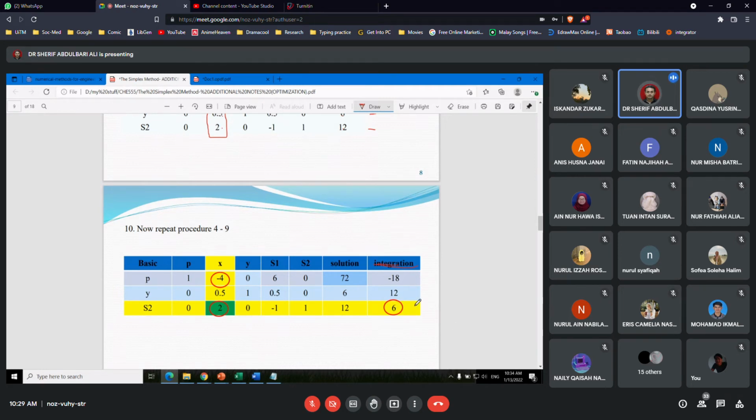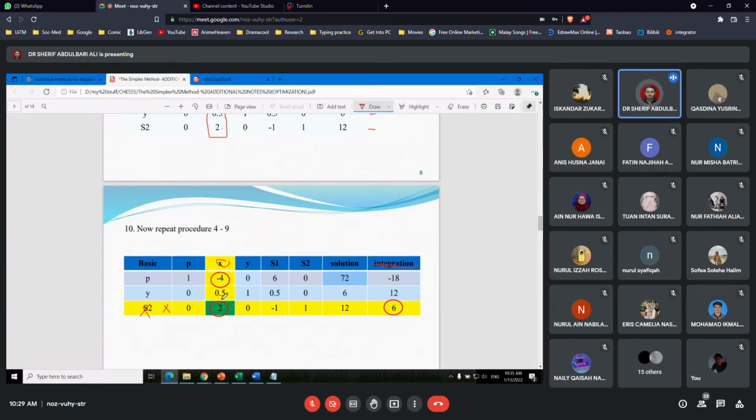So I now want to choose my pivot row. My pivot row will be equal to S2 because this is the smallest positive number. So don't forget, S2 will be gone and will be replaced by the header. So it's going to be equal to X.